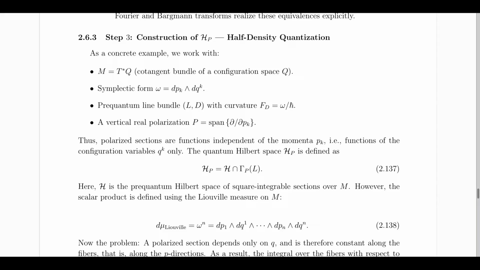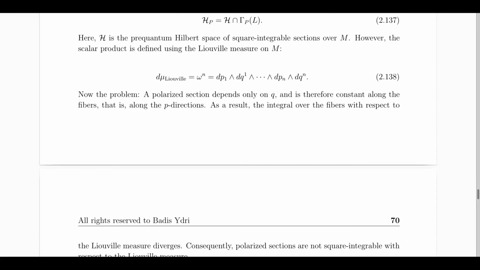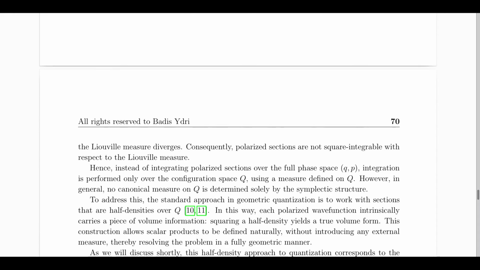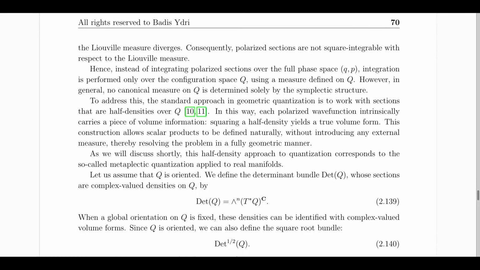A major issue arises when we try to compute inner products between polarized wave functions. Because these wave functions are constant along the polarization leaves, integrating over the full phase space leads to divergences. We're essentially integrating constant functions over infinite directions. The solution is elegant. Instead of working with ordinary functions, we work with half-densities. These are square roots of volume forms.